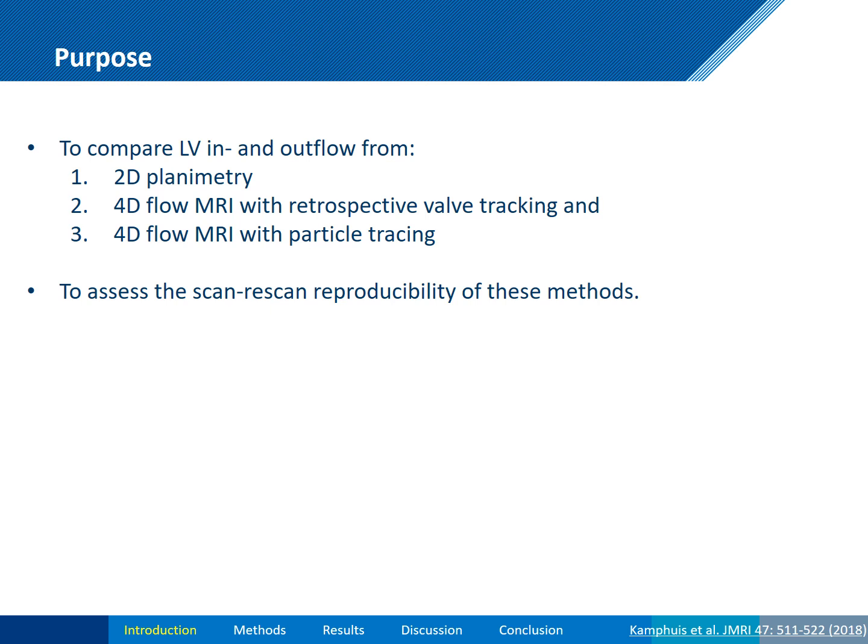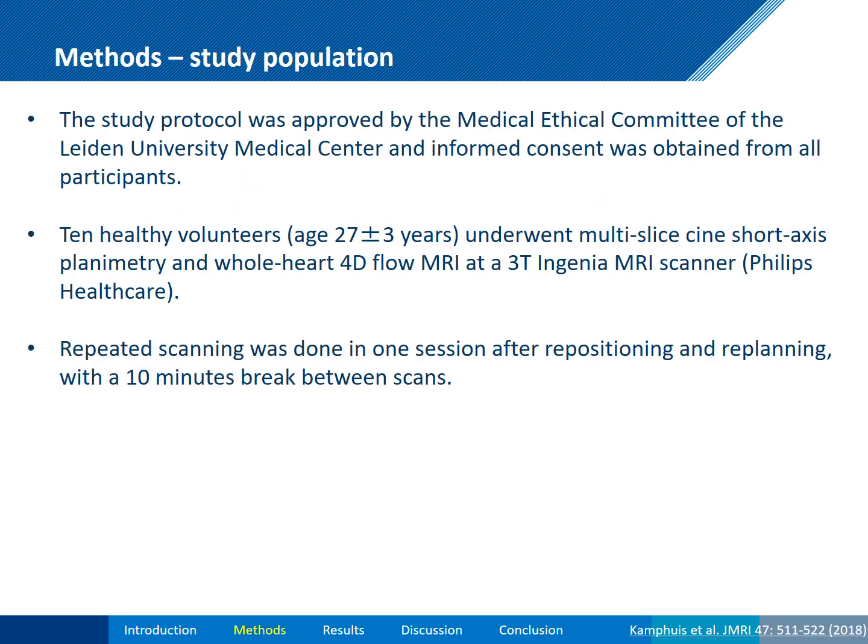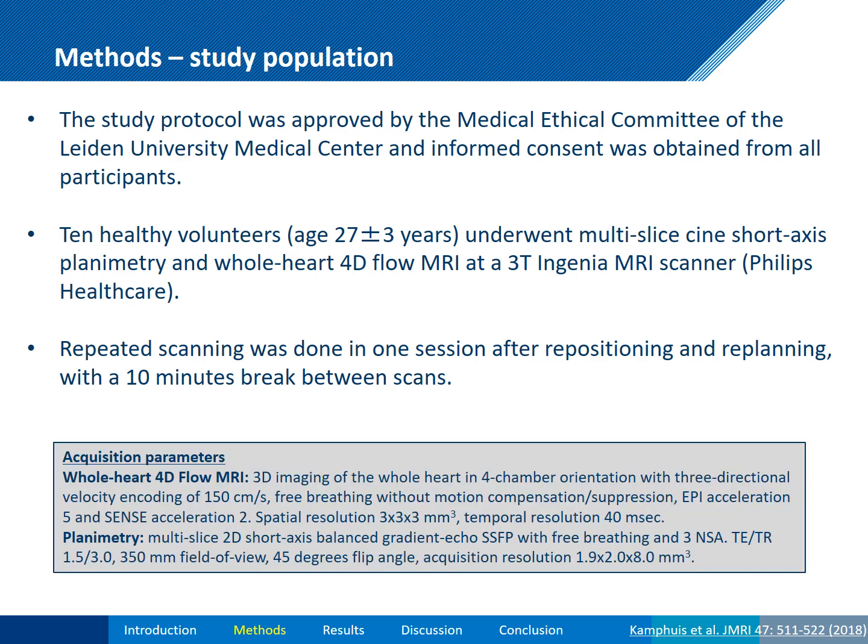Therefore, the purpose of this study was to compare left ventricular in- and outflow volumes from two-dimensional planimetry, four-dimensional flow MRI with retrospective valve tracking, and 4D flow MRI with particle tracing, and to assess the scan-rescan reproducibility of these methods. The study protocol was approved by the Medical Ethical Committee of the Leiden University Medical Center, and informed consent was obtained from all participants. 10 healthy volunteers underwent multislice cine short-axis planimetry and whole-heart 4D flow MRI at the 3 Tesla MRI scanner. Repeated scanning was done in one session after repositioning and replanning with a 10 minutes break between the scans.